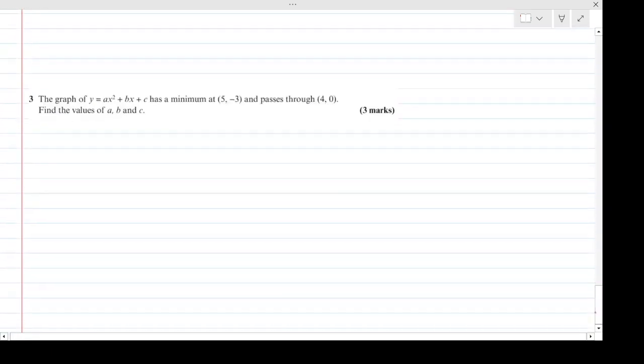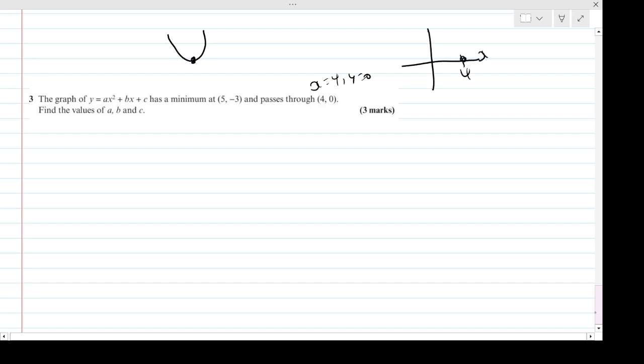Yeah, last question then. We are given the graph of ax squared plus bx plus c. It has a minimum at (5, -3). Well, it's a minimum, so it's going to be dipping down like this, okay? That's kind of what I expect the graph to look like. And it passes through (4, 0). That's x is 4, y is 0. Okay, that's telling us when it's 4 here on the x-axis, it's going to pass through there.